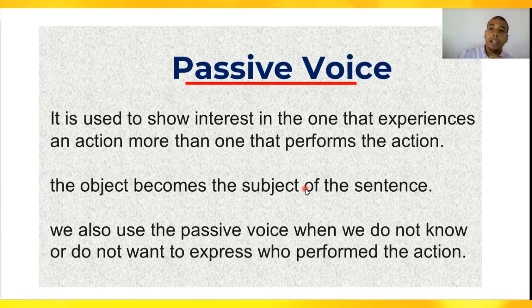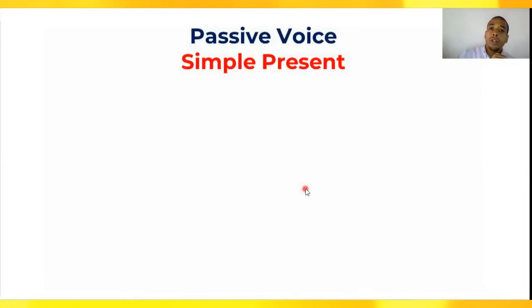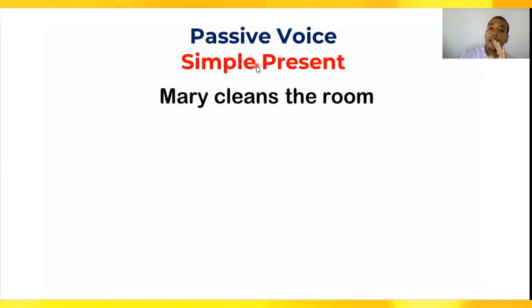Let me give you some examples. So passive voice, this is only for simple present. How do you recognize the sentence in simple present? Either because the verb has the S in here, or because it's just in base form. So this right here is active voice. We're going to turn this into passive voice.